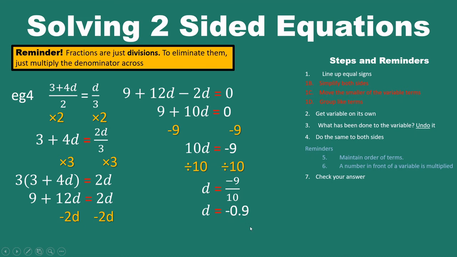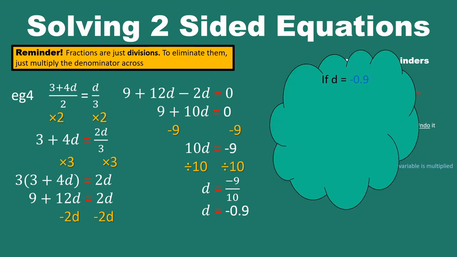So we've got our answer. D is equal to negative 9/10, but that was a lot of working. I wouldn't trust myself to just move on to the next question. Let's check it. So if D is equal to negative 9/10, is the equation going to be balanced and equal? Let's substitute negative 9/10 into the equation and let's work that out.